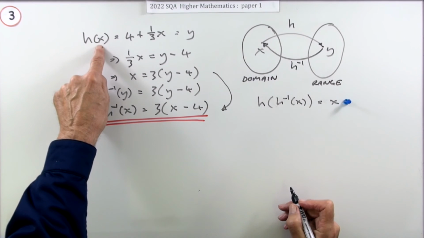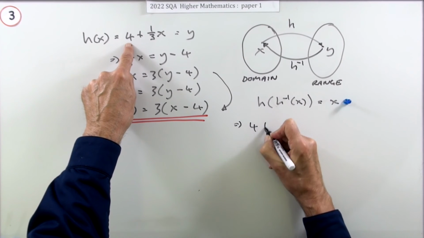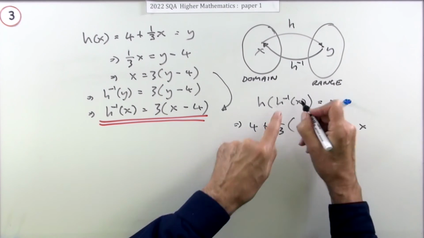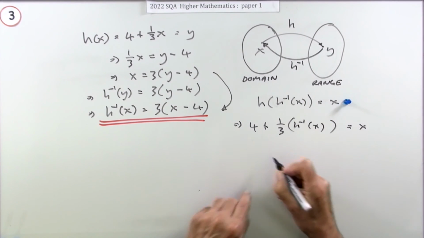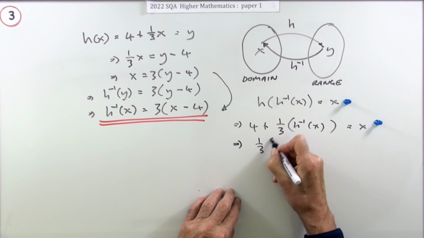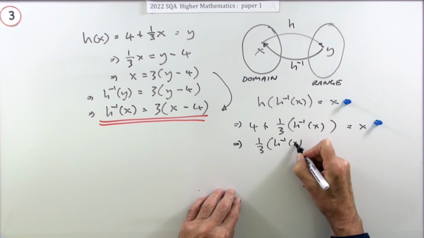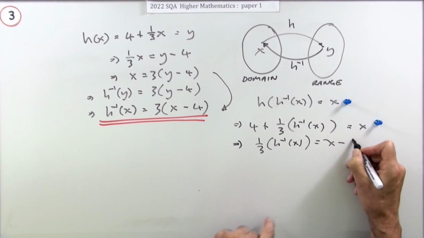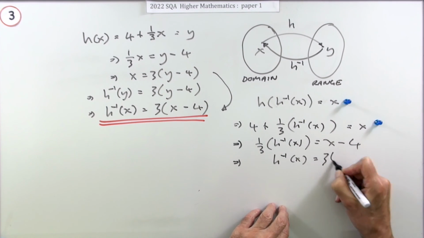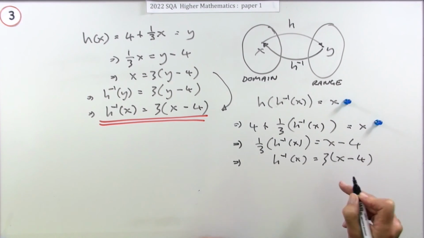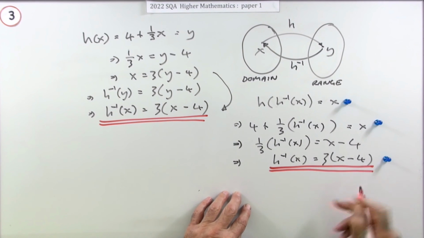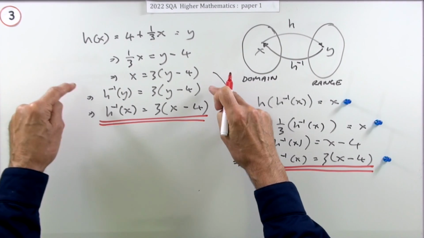Now what does h do to anything it gets hold of? It does 4 plus a third of whatever it gets hold of, and it's getting hold of the inverse function. Now putting that down gets a mark. Now it's just a case of solving that. So a third of that inverse function would be x, take the 4 across and subtract. So that inverse function must be, take that 3 across and multiply the whole side, same as before.